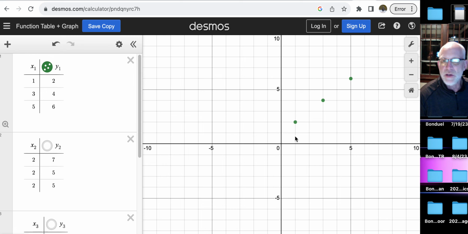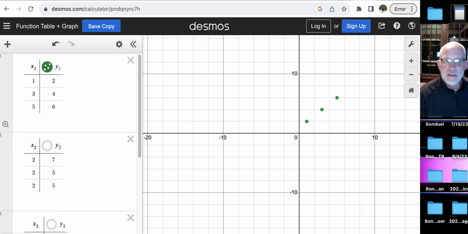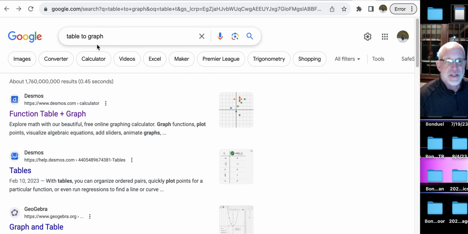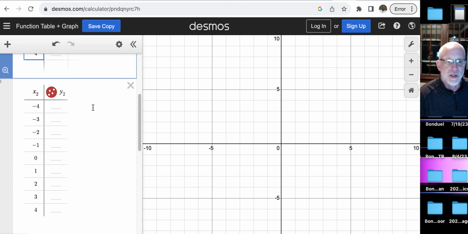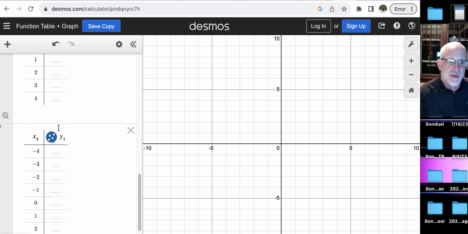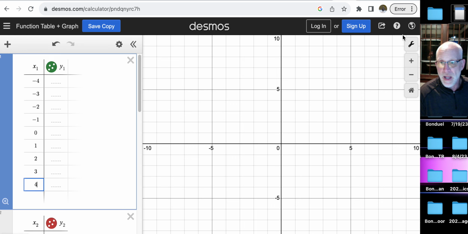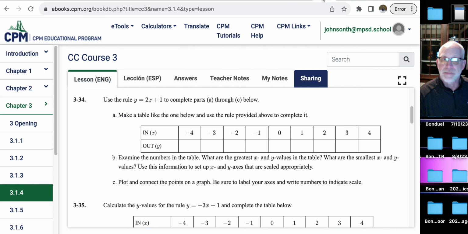Okay, so you see all your green ones right there, 1, 2, 3, 4, 5, 6, and you can add more points and work with that. So that's really cool. All I did is enter "table to graph" and I came up with that. That's a piece of cake. Love it. Easy peasy. So that's what we're going to use. We have problem 1 in green, problem 2 in red, problem 3 in orange, problem 4 in blue. And I'll go ahead and set these up.